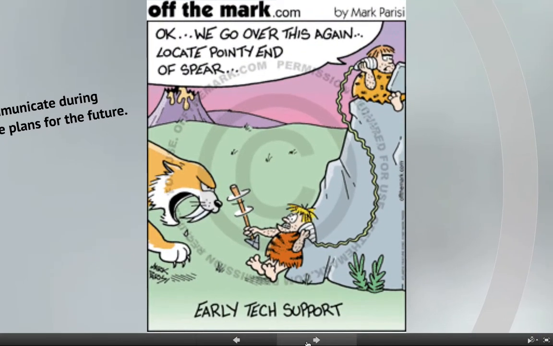Right, another little cartoon to explain this, to explain the development of spoken language.